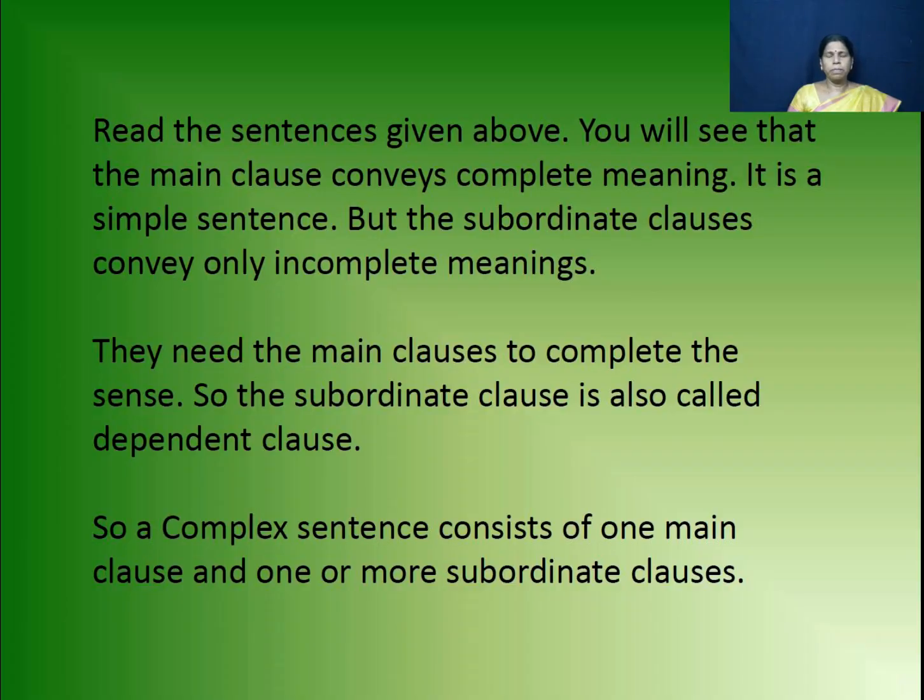In all the above mentioned sentences, the main clause conveys the complete meaning and it is a simple sentence, but the subordinate clauses convey only incomplete meaning. The subordinate clauses need the main clause to complete the sense. So, the subordinate clause is also called a dependent clause. So, a complex sentence consists of one main clause and one or more subordinate clauses.